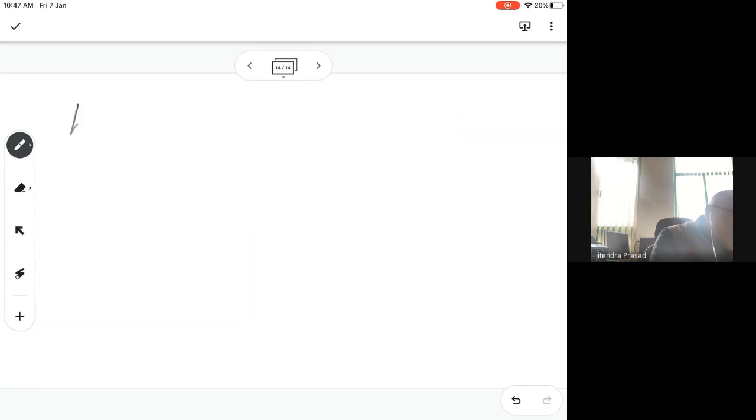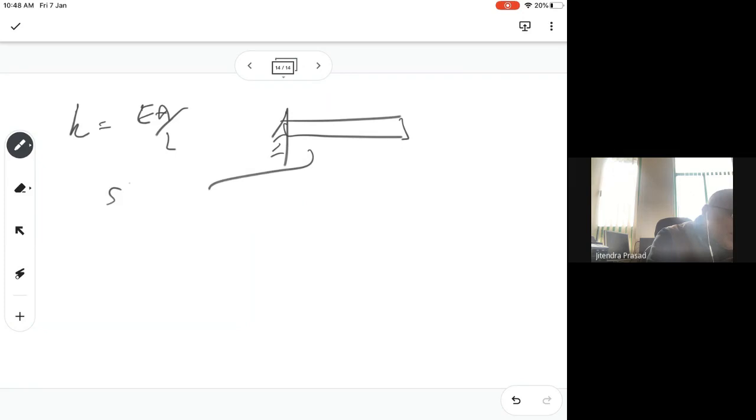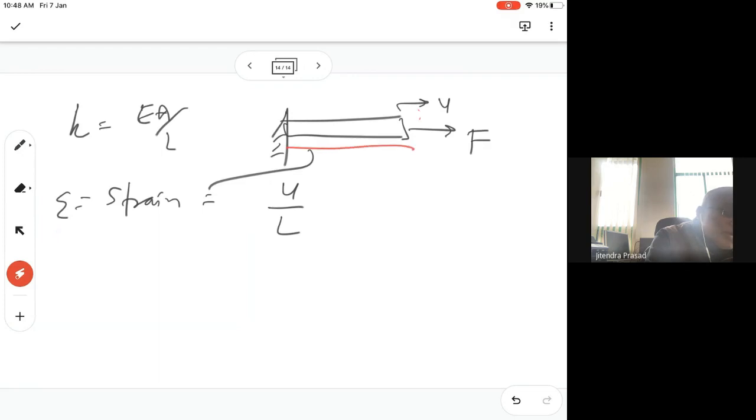Okay. Now regarding how you get K equal to EA over L. If there is a bar here, what is the strain? The strain is equal to U over L, where U is displacement. So if you have applied a force here, and this is U here, the strain epsilon is equal to U over L, right? Now the stress, sigma. What is a stress? A stress equals F over area, the cross-sectional area.